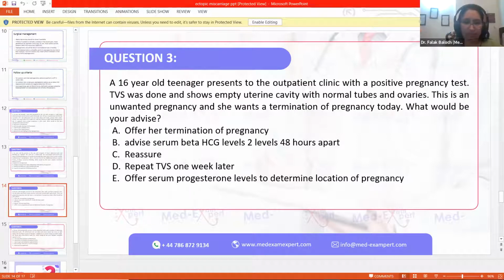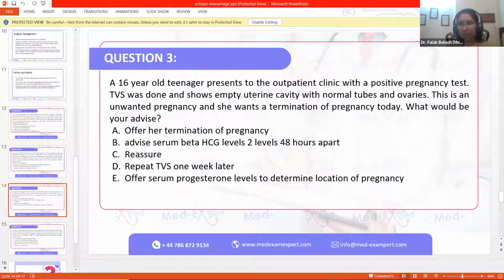It's okay? Great. So a 16 years old teenager presents to the outpatient clinic with a positive pregnancy test. TVS was done and shows empty uterine cavity with normal tubes and ovaries. This is an unwanted pregnancy and she wants a termination of pregnancy today. What would be your advice? So basically, this is a pregnancy of unknown location. She has a positive pregnancy test. The TVS shows normal tubes, ovaries, empty uterine cavity. So what would you advise her?